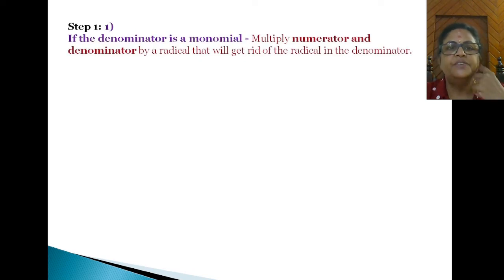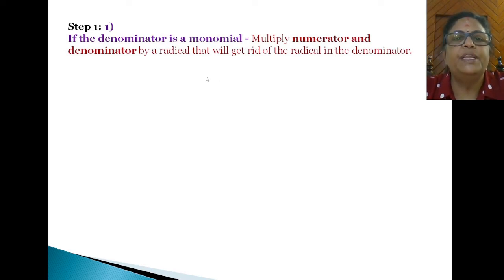Step 1. If the denominator is a monomial, multiply numerator and denominator by the radical that will get rid of the radical in the denominator. That means if the denominator is root 2, multiply the numerator and denominator by root 2. That means if it is 1 by root 2, multiply 1 by root 2 into root 2 by root 2. We will do problems, I will show that time.